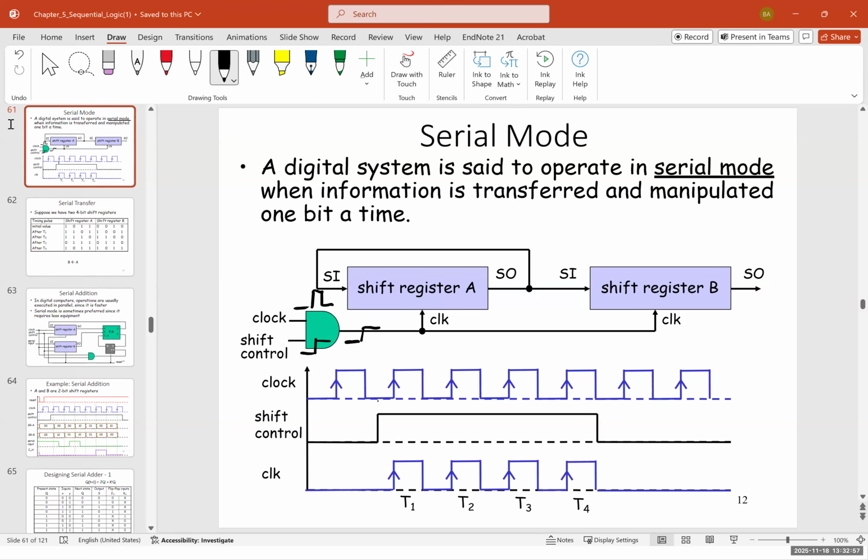let me do it with a different color. At this point, the shift control is 1 and the clock is also 1. Therefore, the shift register T1 will go to 1. The clock CLK of the shift register, which is this clock, will go to 1 and then 0 and then 1. So it's going to just follow the original clock as long as the shift control is 1. When the shift control becomes 0, after that, again, the clock is completely 0.